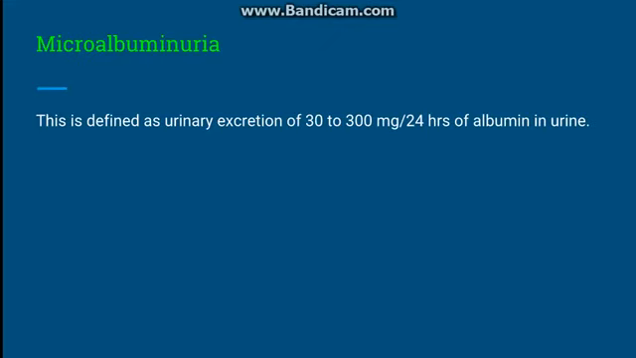It is excretion of 30 to 300 milligram per 24 hours of albumin in urine. It's very important to note only albumin is checked in this case, and its level should be less than 300 but should be more than 30. It should range between 30 to 300 milligram.